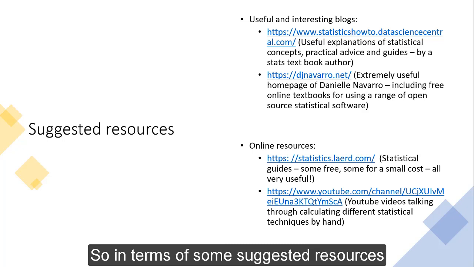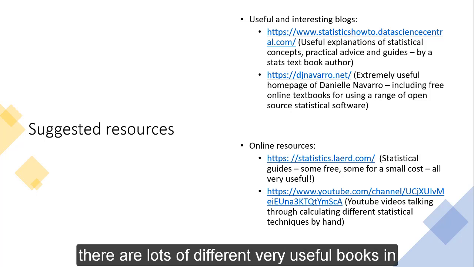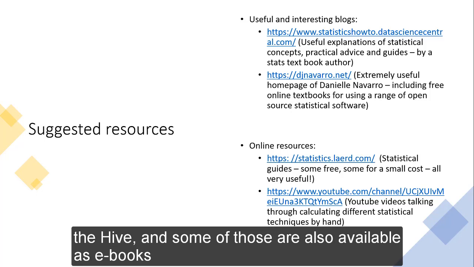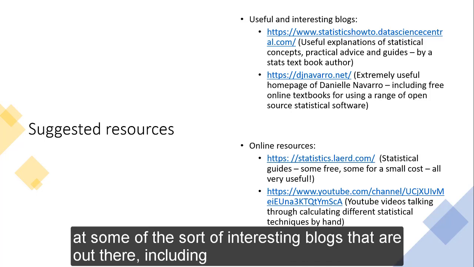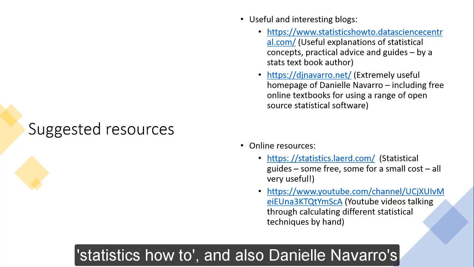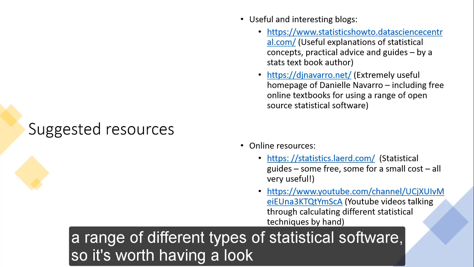So in terms of some suggested resources, obviously once you have your university login details, there are lots of different very useful books in the Hive, and some of those are also available as ebooks. But in the meanwhile, I'd suggest having a look at some of the sorts of interesting blogs that are out there, including Statistics How To, and also Daniela Navarro's work. She has a number of free online textbooks which look at a range of different types of statistical software, so it's worth having a look at that.